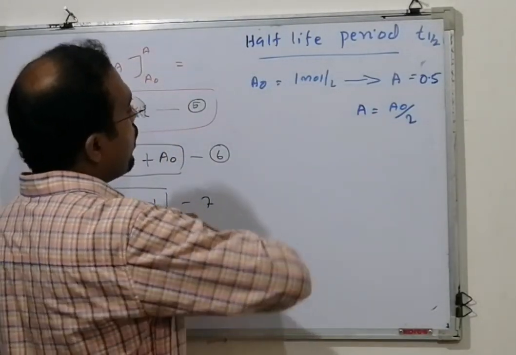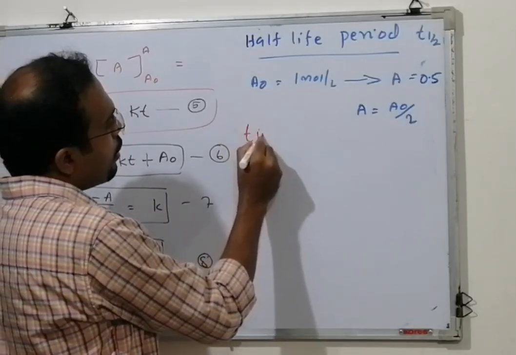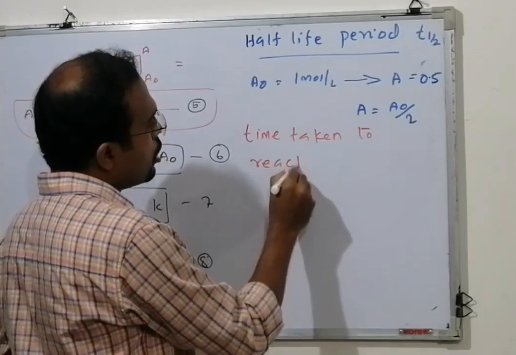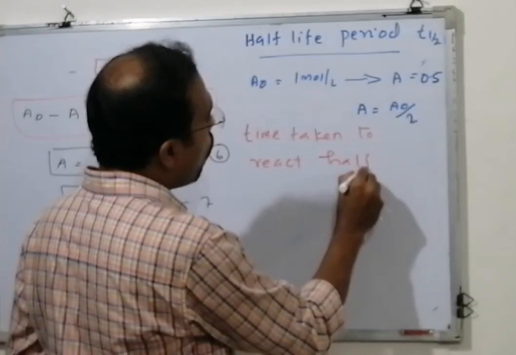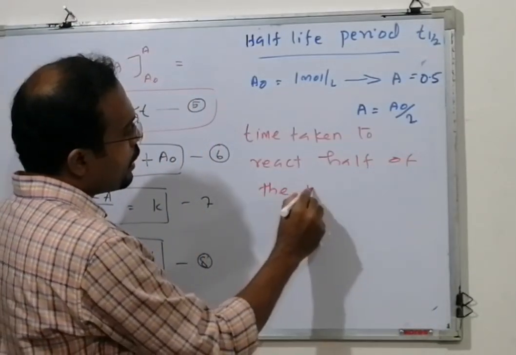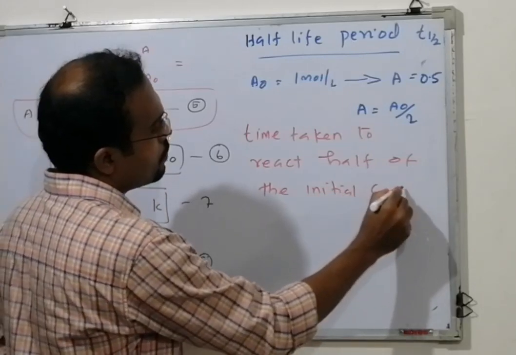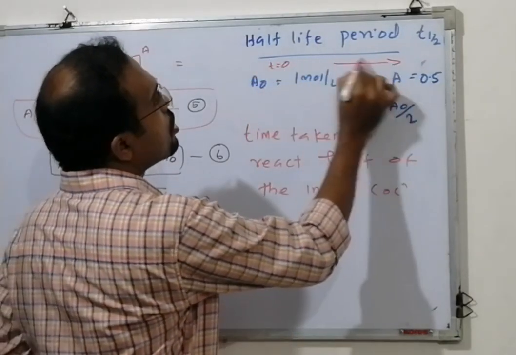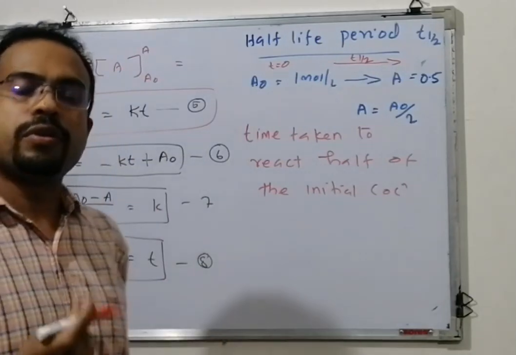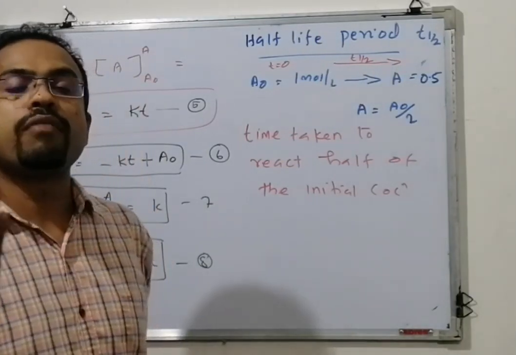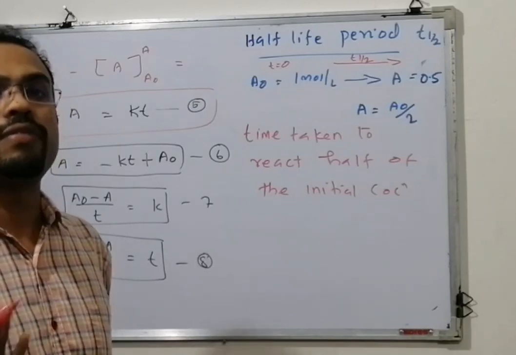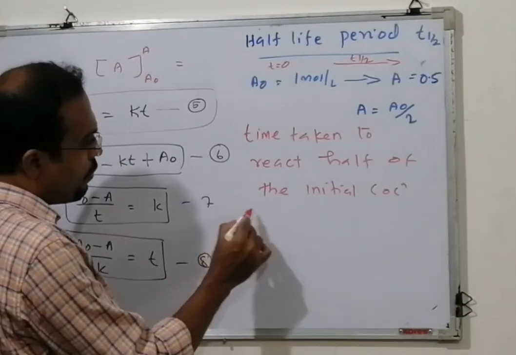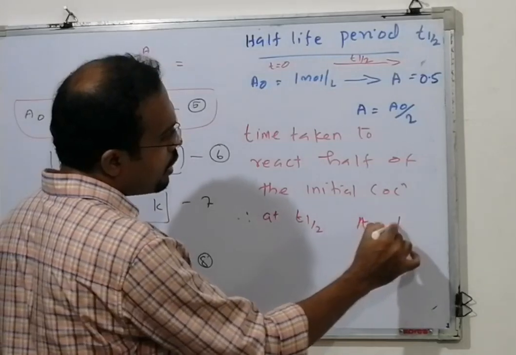The half-life, this is the definition: the time taken to react half of the initial concentration. That is half-life. Suppose it is t equal to 0, this time is called t half. If you have 1000, the time taken to become 500, or 500 to 250, that's called half-life. Therefore, at t half, A is always A0 by 2.